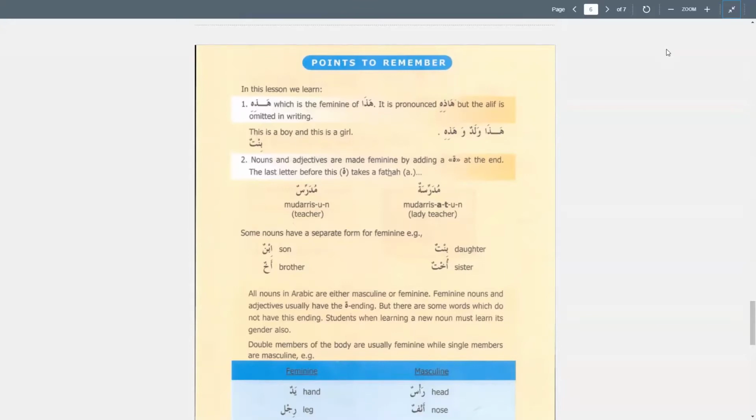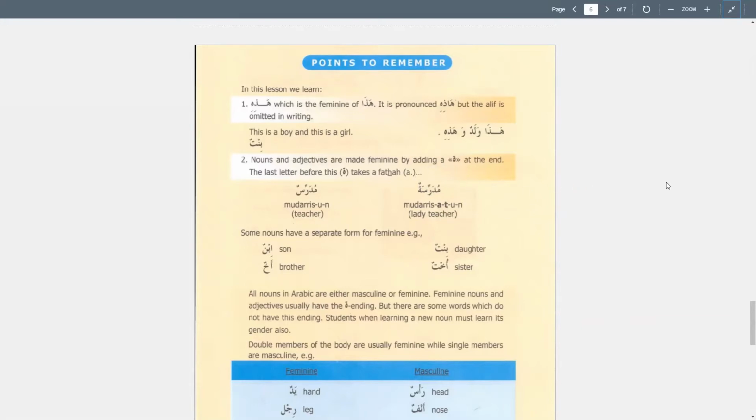So we have hada waladun wa hadihi bintun. So this is a boy and this is a girl. They both mean this, but one's for a masculine and one's for feminine. Then we have nouns and adjectives are made feminine by adding tamar buta at the end. So again, this is really not new. It's just a little review. So we have mudarrisun, a male teacher, mudarrisatun, a female teacher.